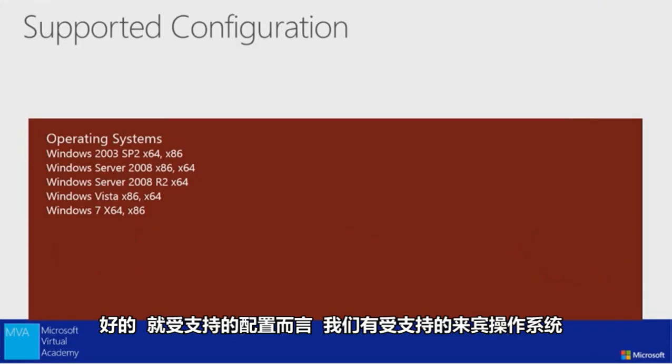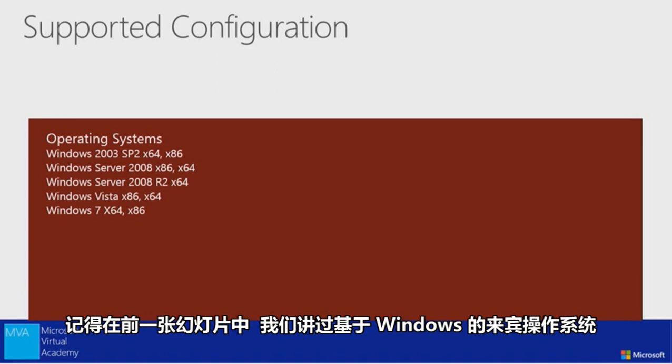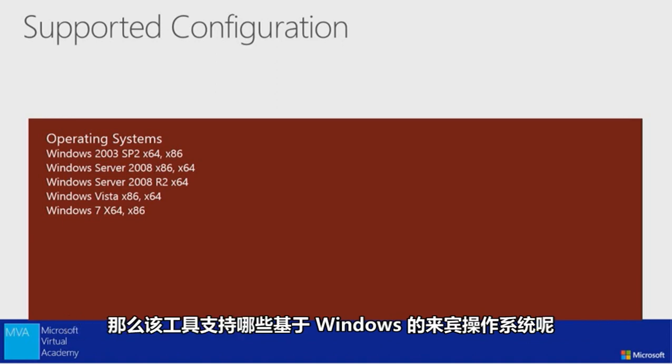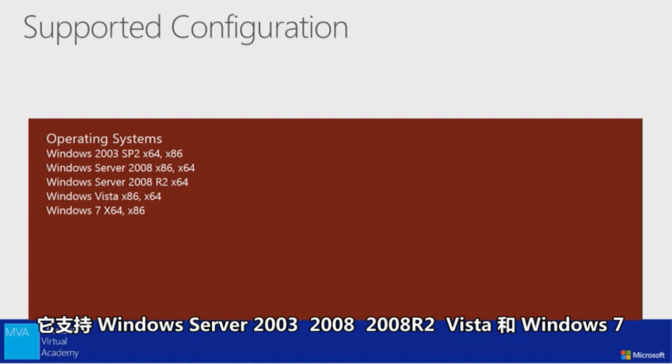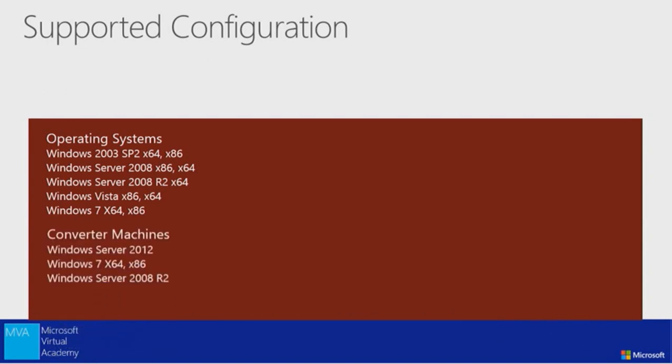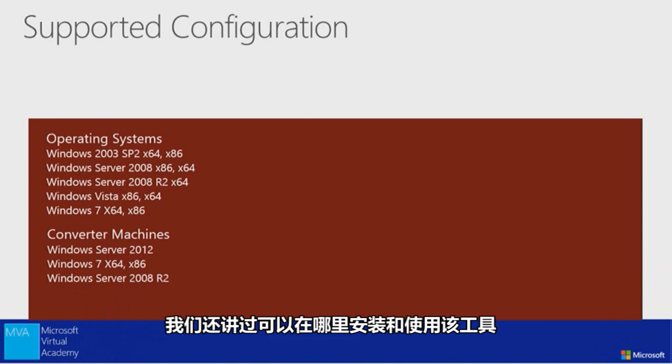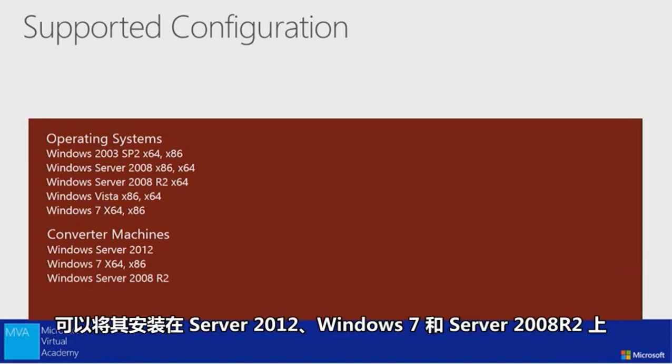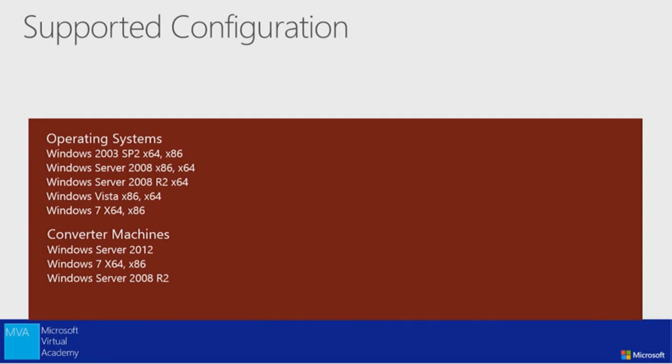Sure. So, in terms of supported configuration, we have supported guest operating systems. If you remember the previous slide, we said it's Windows-based guests. So what are the Windows-based guests that the tool supports? Windows Server 2003, 2008, 2008 R2, Vista, and Windows 7. So those are the 5 that the tool supports. We also spoke about where we can install the tool and use it. So it's on Server 2012, Windows 7, and Server 2008 R2.